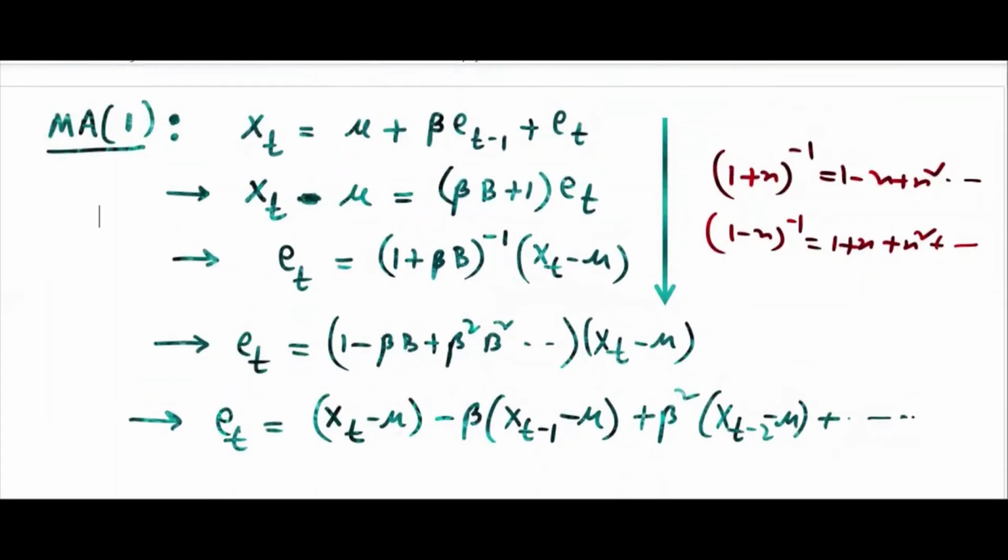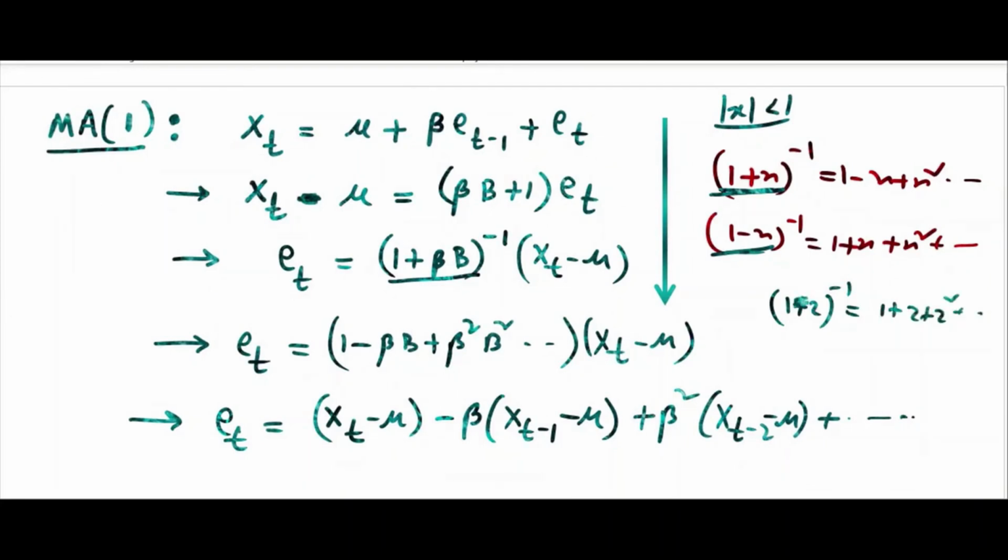This is possible. Remember, this is not possible every time. This is possible only when the mod of beta is less than 1. Otherwise it is not possible. This expansion is possible, not always, only when mod x is less than 1. Suppose I take x equal to 2 here. You can write 1 minus 2 inverse, 1 plus 2 plus 2 square. This will not be true.